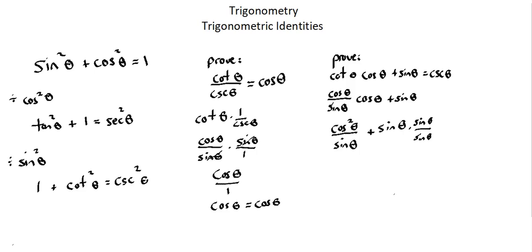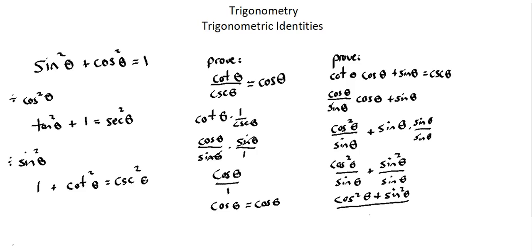And the reason for that is so that I can create fractions on the left side of the equation that have like denominators. Then I can combine the numerators. So we have cosine of angle squared over sine of angle plus sine of angle squared over sine of angle, which I can combine as cosine of angle squared plus sine of angle squared over sine of angle.